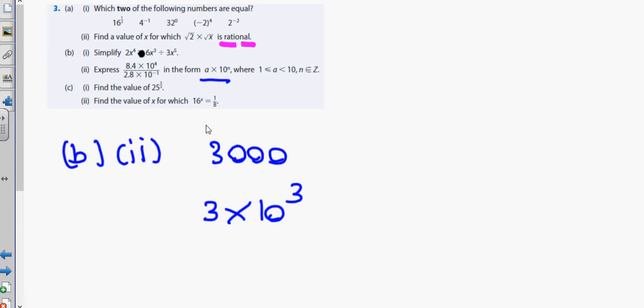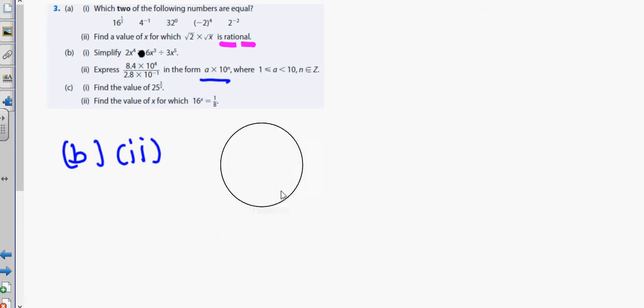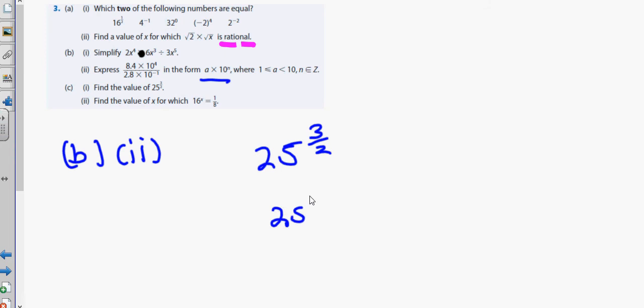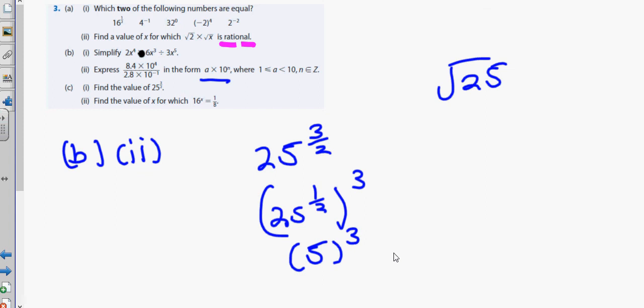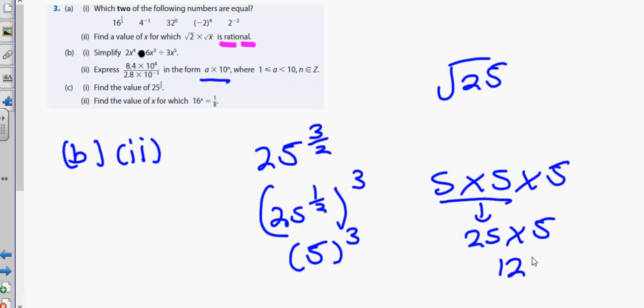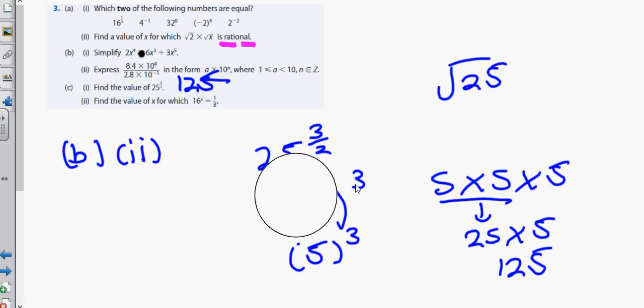Okay. Find the value of 25 to the power of 3 over 2. Now, you could do it this way. 25 to the power of 3 over 2 is the same thing as 25 to the power of a half, to the power of 3. 25 to the power of a half means root 25. We all know that root 25 equals 5. Now it wants to know the value of 5 multiplied by itself 3 times. That's 25 multiplied by 5, which is 125. So the answer for that one is 125. You could also do that by calculator, quite handy as well.